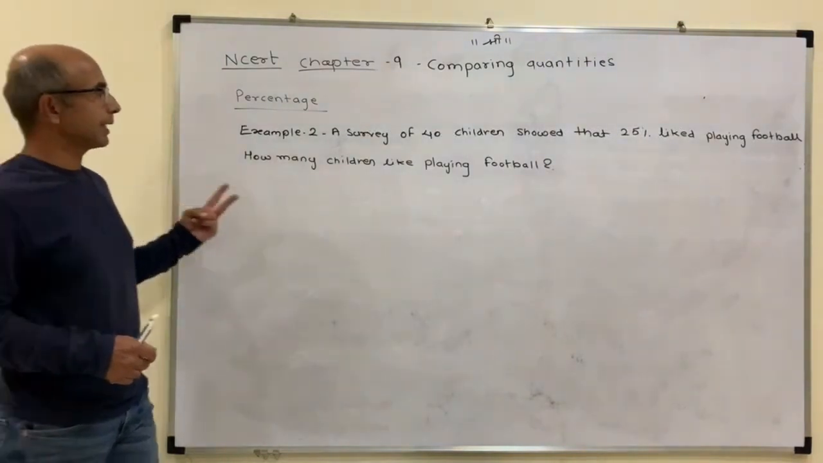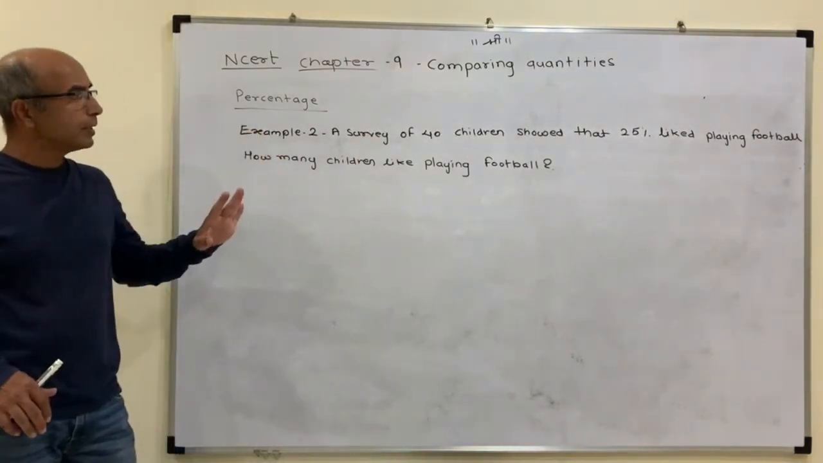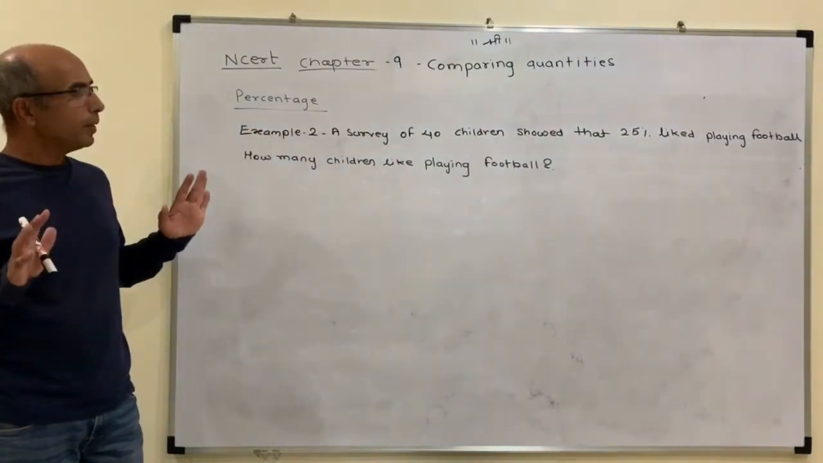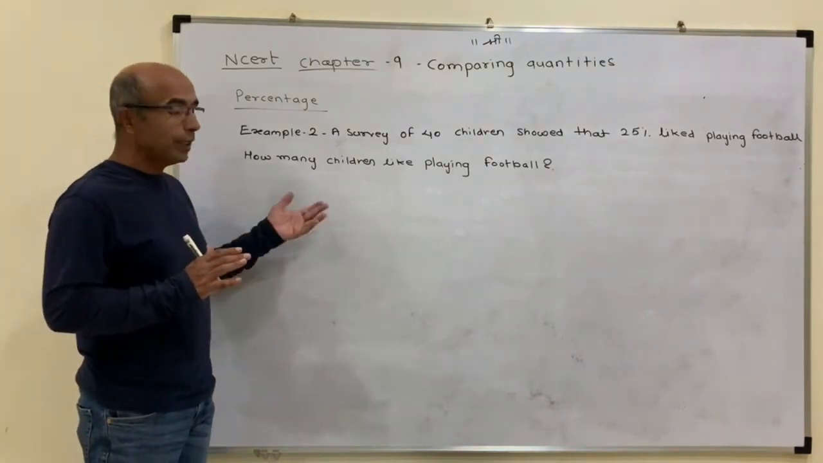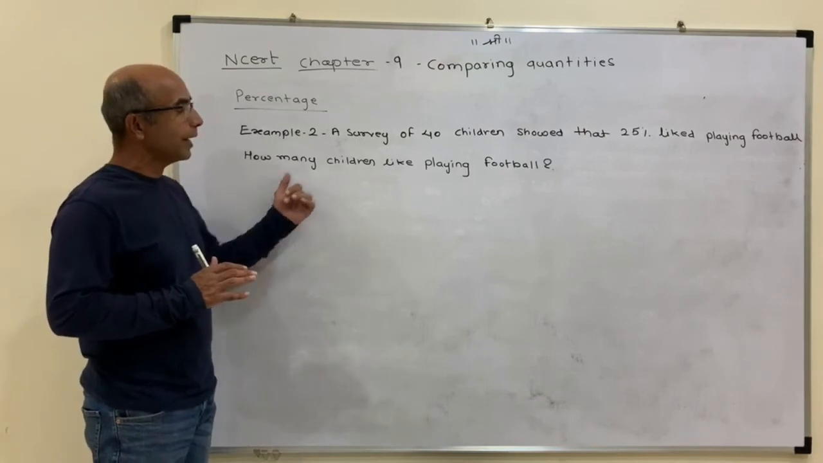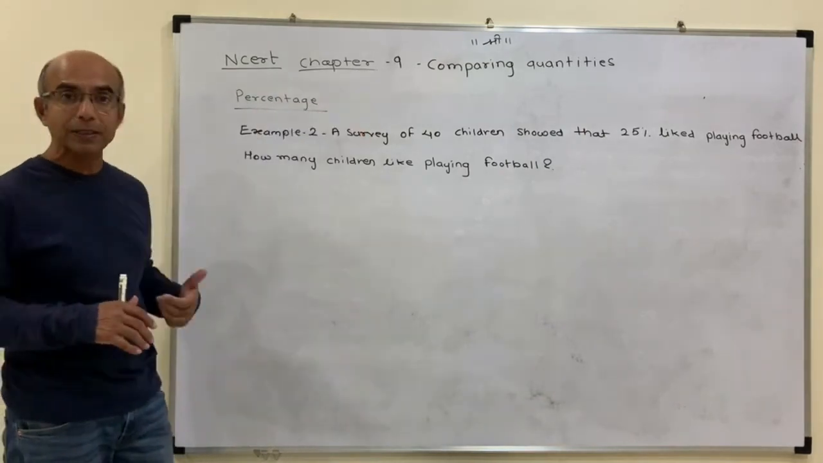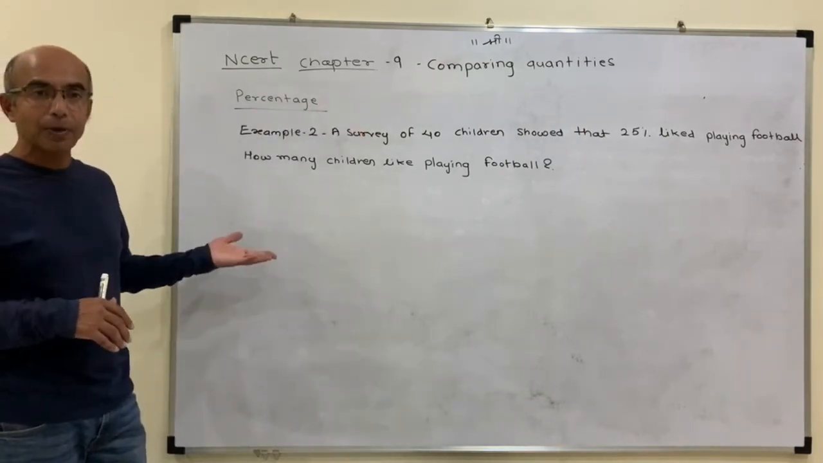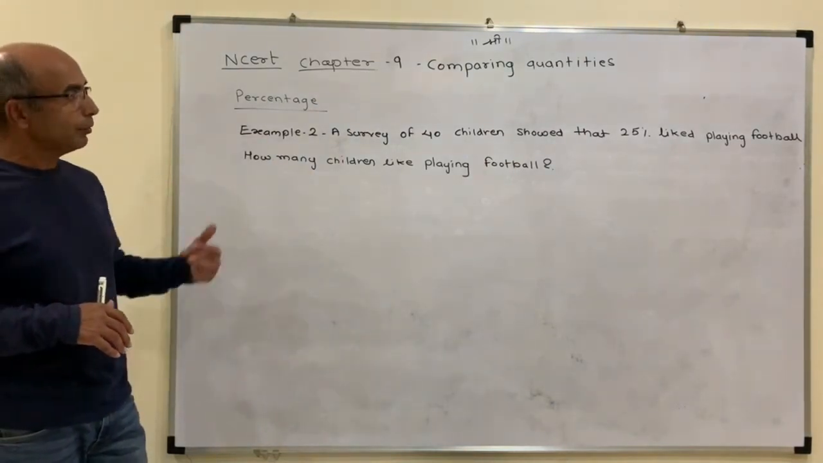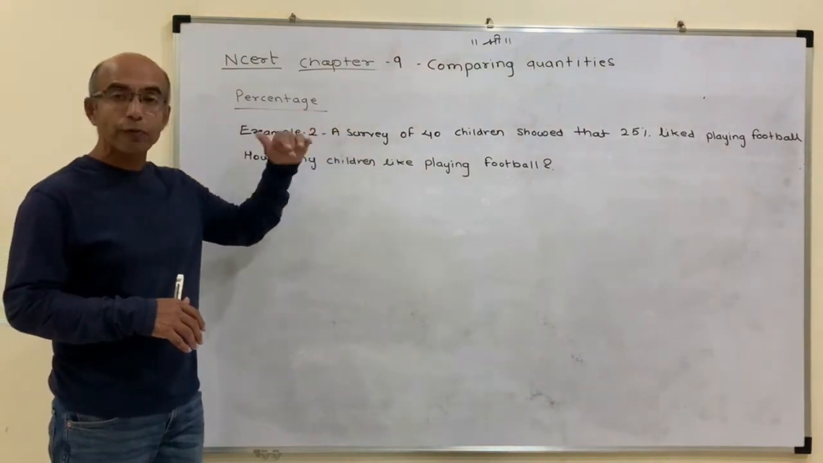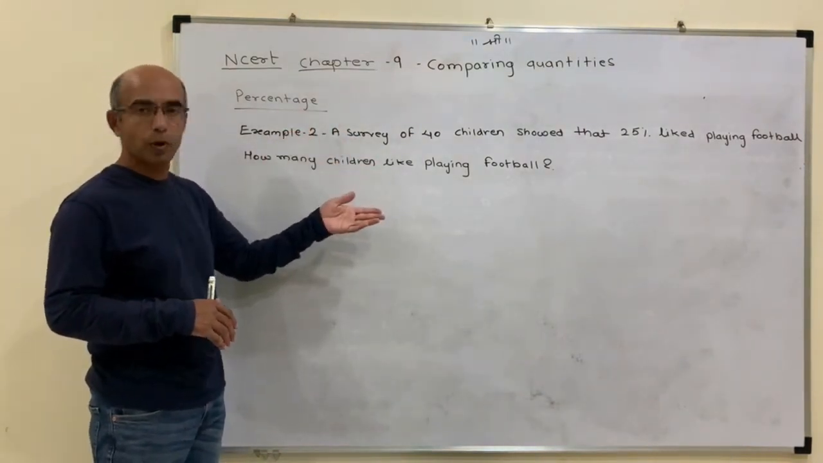See example second. A survey of 40 children showed that 25% liked playing football, and we need to find how many children like playing football. So they gave us a percent. In the previous example, they gave the number of girl students in a class. Now they didn't give the number. They asked us to find the number of students who like football.